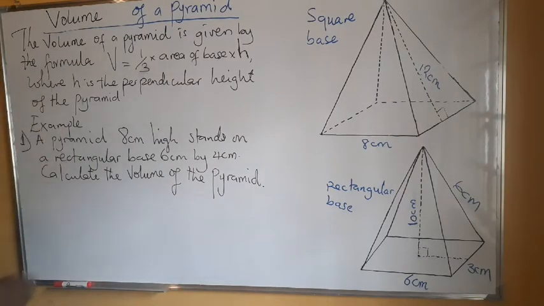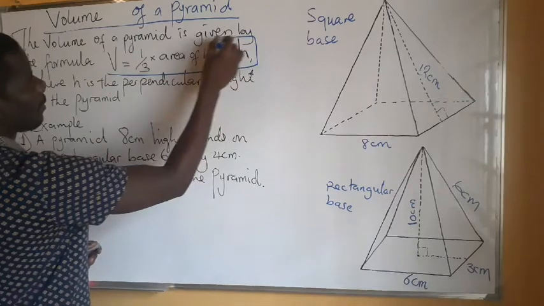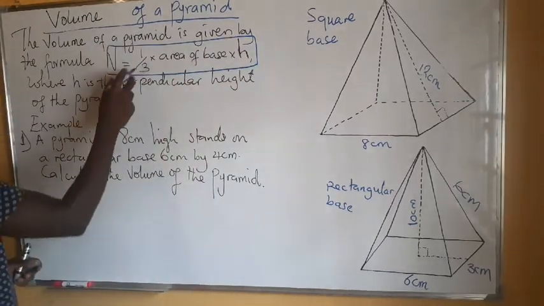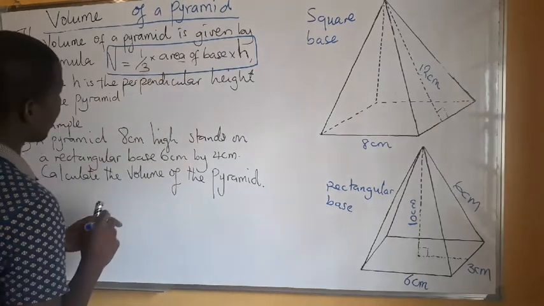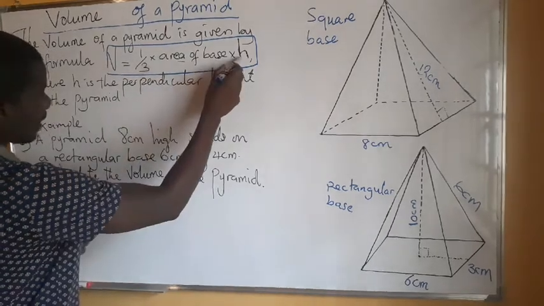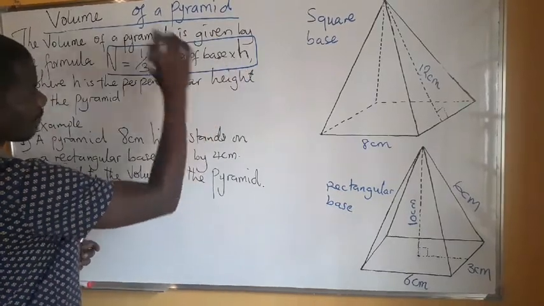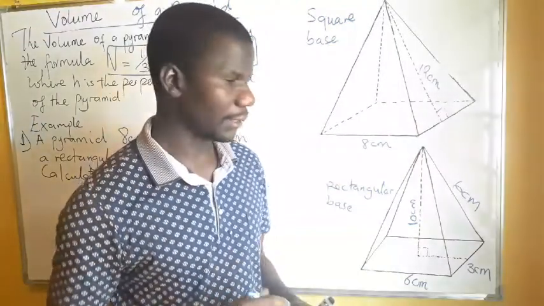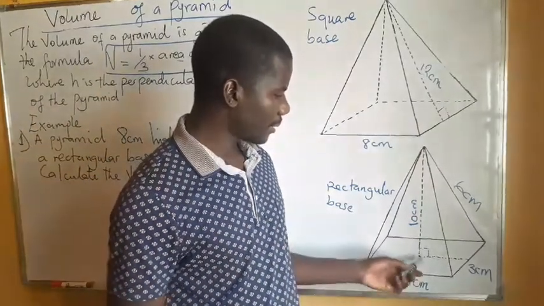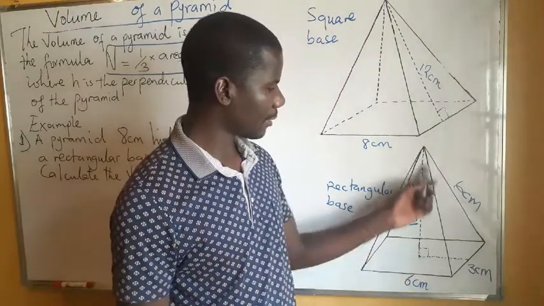The volume of a pyramid is given by the formula: 1/3 multiplied by the area of the base, multiplied by h. h is the vertical height, or perpendicular height, of the pyramid. In this case, our perpendicular height is 10.